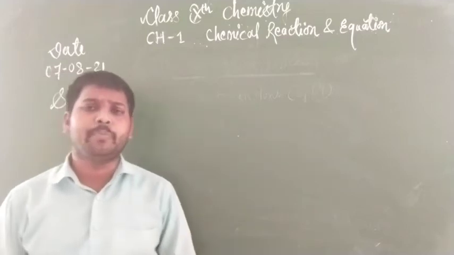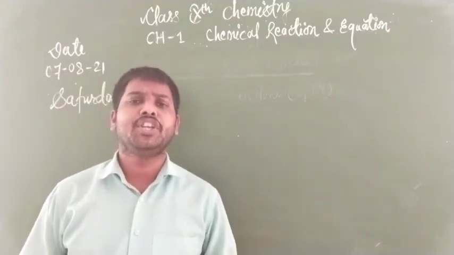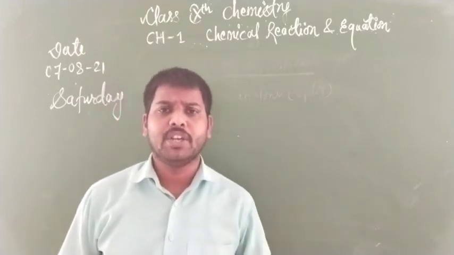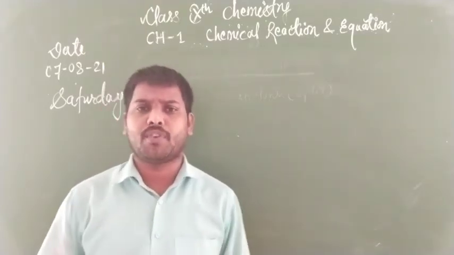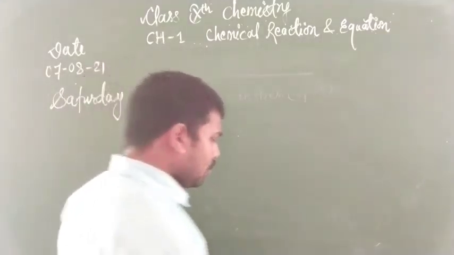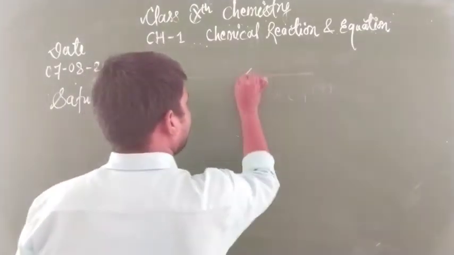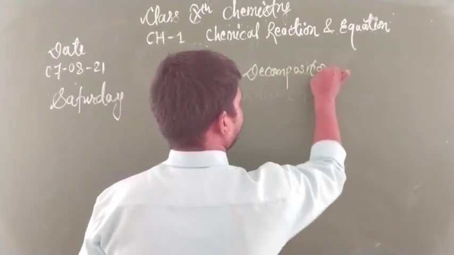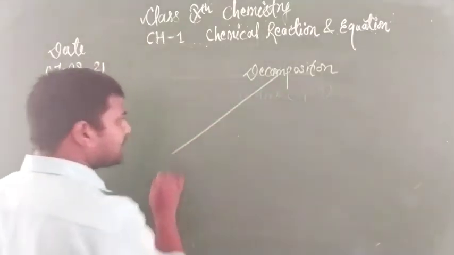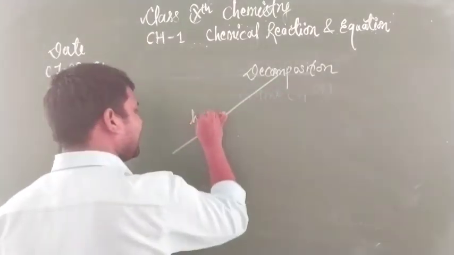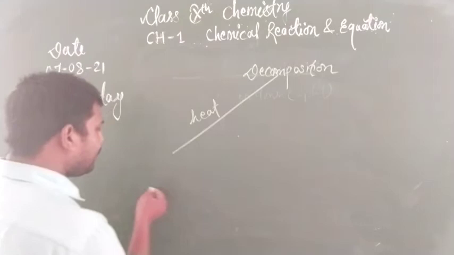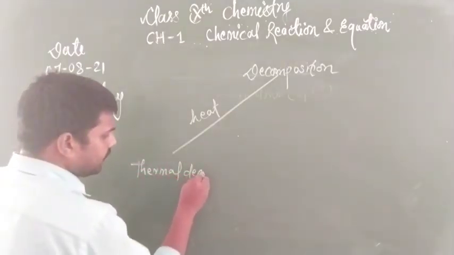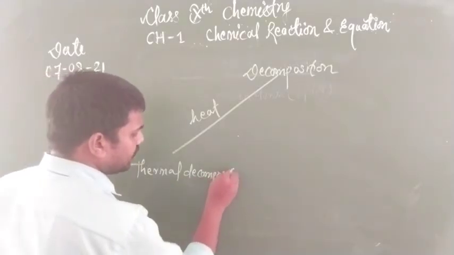So in order to break this compound, children, we need to provide some amount of energy, either in the form of heat, in the form of light, or in the form of electric current. So decomposition, when the compound breaks with the help of heat, children, that reaction will be known as thermal decomposition reaction.